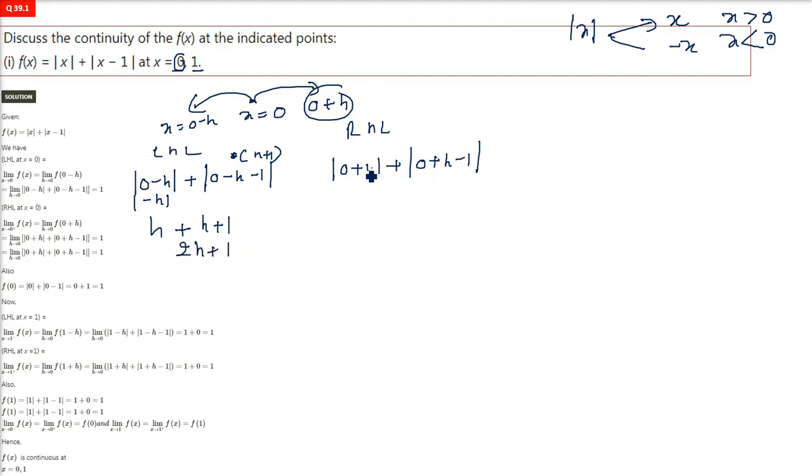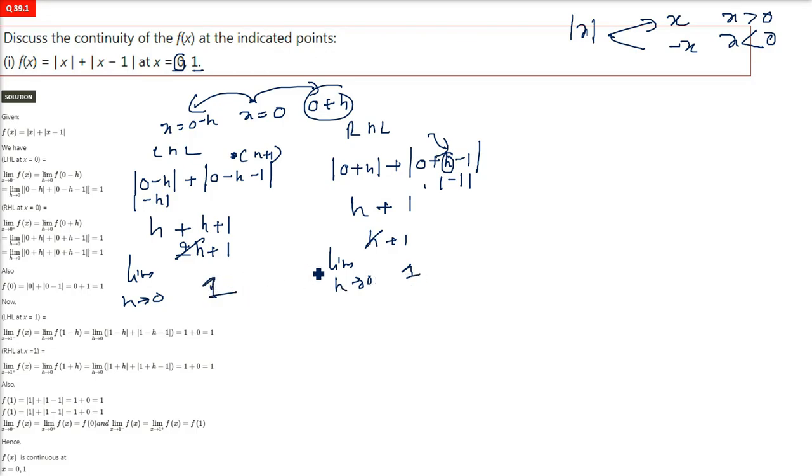On the right hand limit side, 0 plus h is h only. So mod h is h only, plus 0 plus h minus 1. When we open this modulus, you can apply the limit here also, or you can replace it by h minus 1 when you open it. Because when you apply h as the limit here, the negative 1 will become positive 1 when it comes out of the modulus. So now apply the limit. 2h + 1 is 1. Here h is 0, so it will be 1.